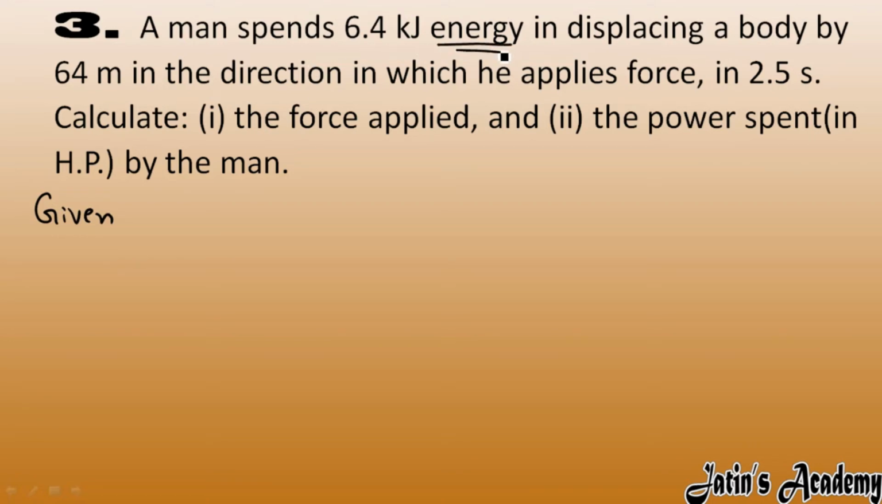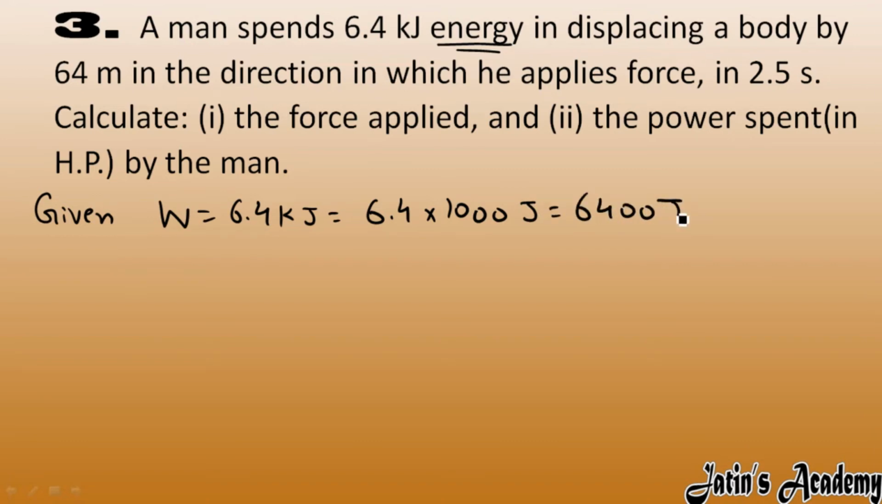Energy means work done. So work done in this case we have 6.4 kilojoule. Now convert it into joule, multiply by 1000. So we got 6400 joule as the work done, and displacement is given as 64 meter, and time is given as 2.5 second. First we have to calculate force applied.